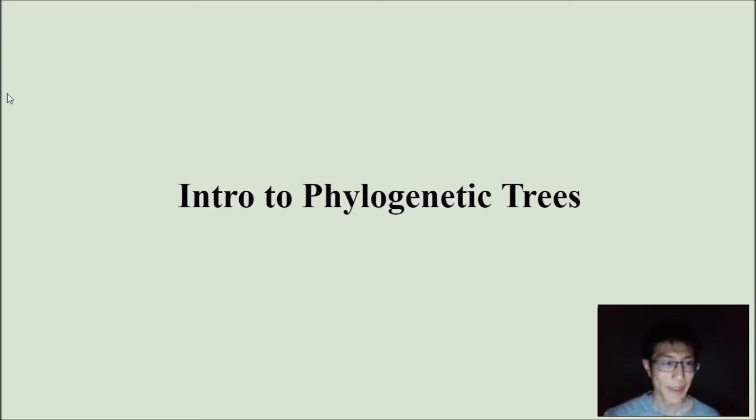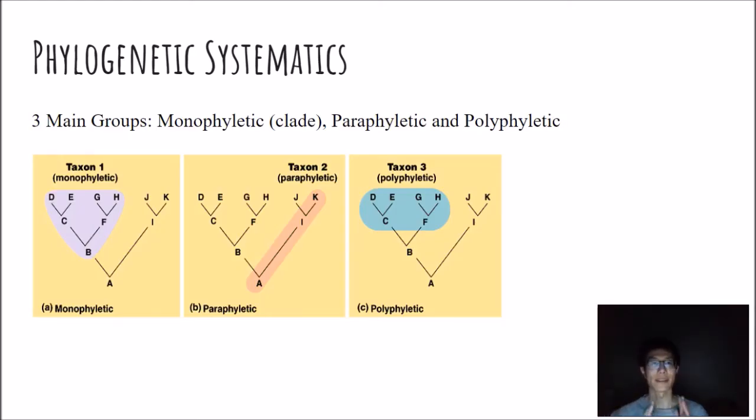So when we're looking at phylogenetic systematics, there are three main groups that are often found, at least in an introductory bio classroom. The first type is monophyletic, also known as a clade, which is shown over here, paraphyletic, which is shown over here, and then last but not least, a polyphyletic grouping, which is shown over here. So this is the starting point, and it's good to know which particular group is which. Those are the main types of groupings.